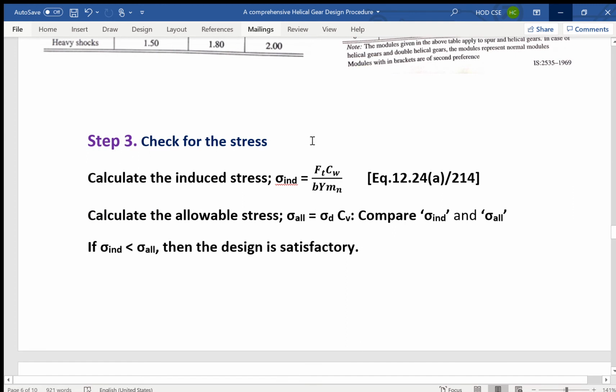Step 3. Check for the stress. Calculate the induced stress. Sigma induced is equal to Ft into Cw divided by small b capital Y into Mn. So here in this equation we have modified for sigma induced. Actually it is sigma d and Cv is there. So we have removed that sigma d and Cv. We have taken this sigma induced.